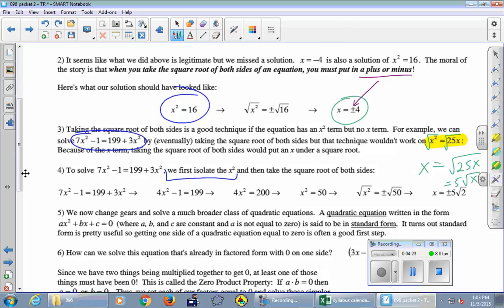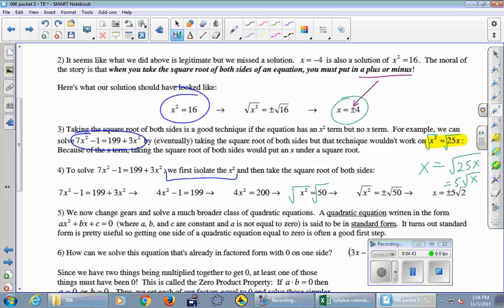Okay, so that gives me x squared equals 50. And now that the x squared is by itself, what can I do to both sides to make it x? Square root. That's the new technique, right? If you see x squared equals a number, you take the square root. That's the thing that's the opposite of the square.